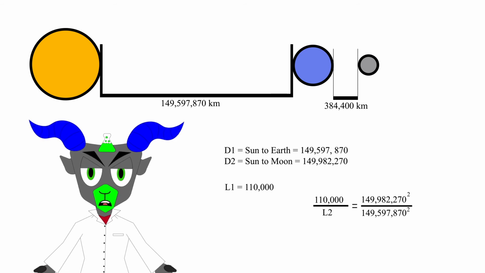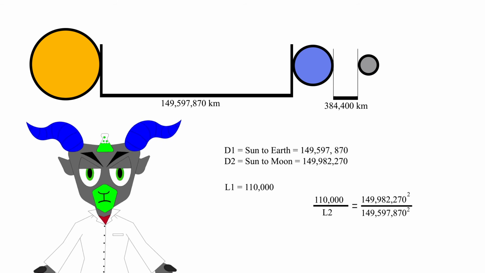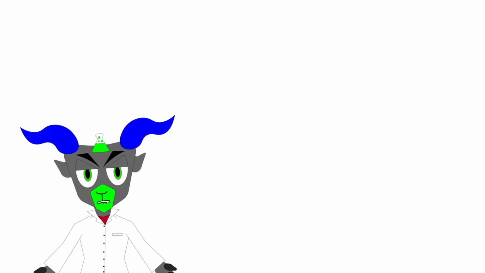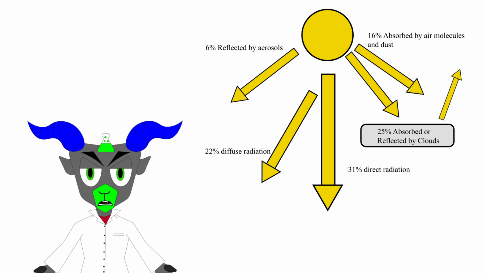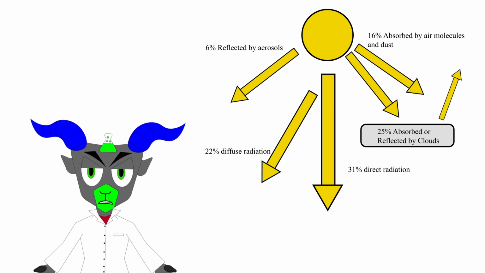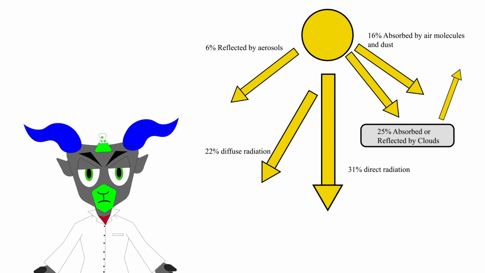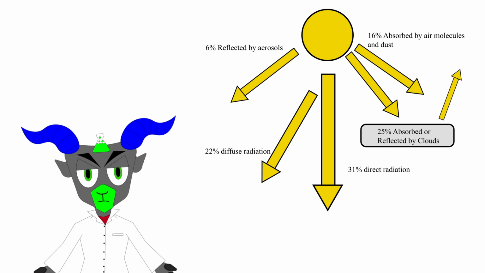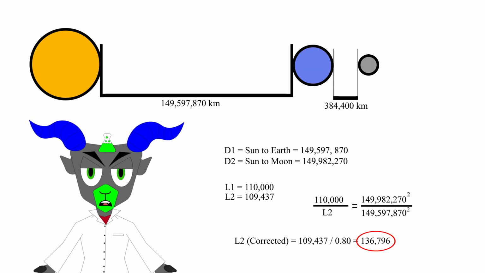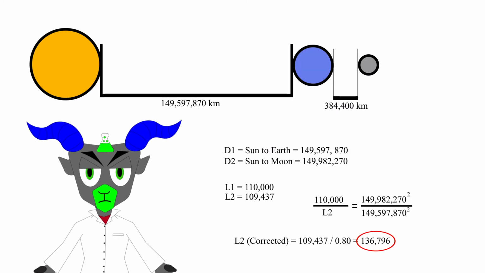Anyway, we have our L1, our D1, and D2. And lo and behold, the illuminance on the moon is practically the same as it is on Earth. Or rather, it would be if the moon had an atmosphere, which it doesn't. You see, our atmosphere absorbs and scatters a pretty significant amount of light. On a nice clear day, you might be looking at around 20 to 25% loss. So we plug that into our result, and we found that the moon is actually a bit brighter than here on Earth.